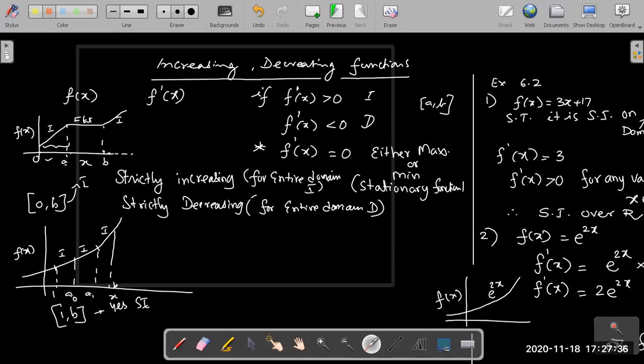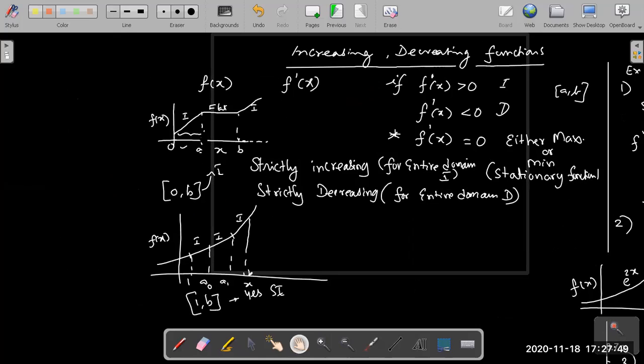So in addition to increasing and decreasing, there is strictly increasing and strictly decreasing. That means for the entire domain, it is continuously increasing. Then we call it strictly increasing. So in this particular case, what we are seeing here, you have increasing for this interval, flat for this interval, and again increasing for this interval. So this function is just an increasing function. It is not a strictly increasing function between 0 to b.